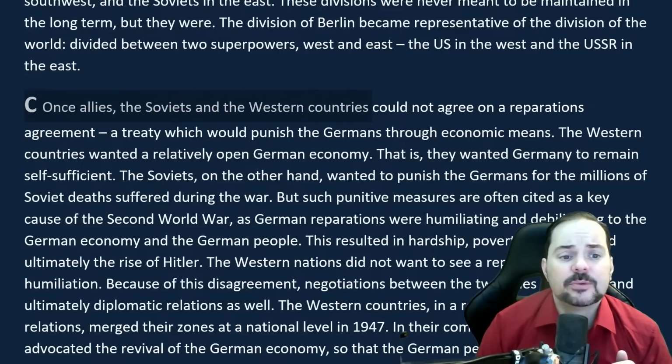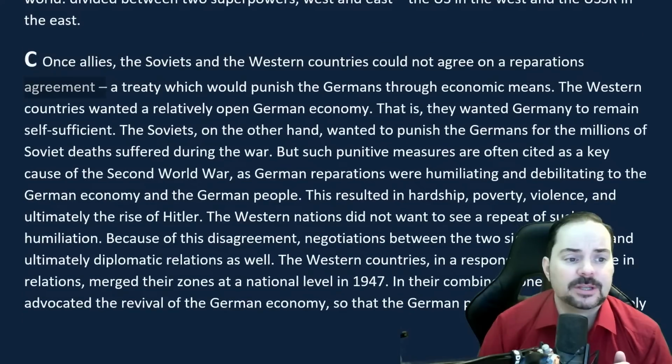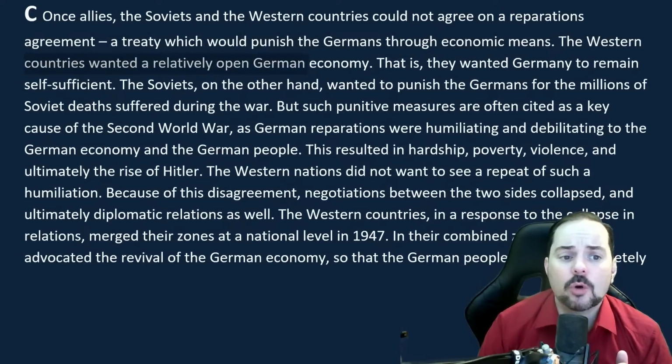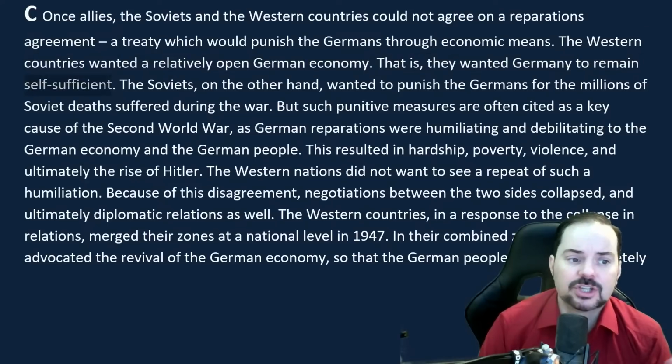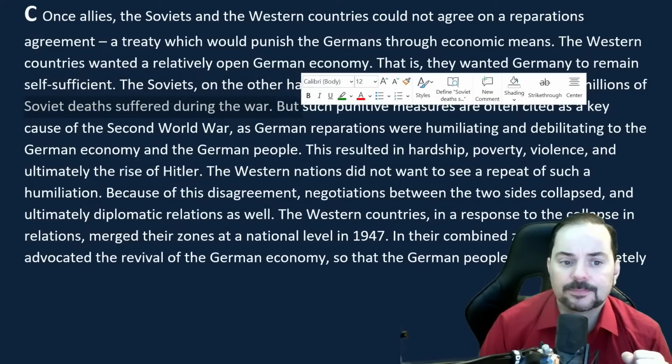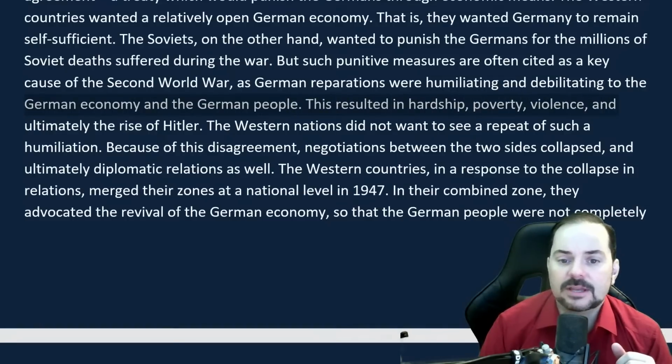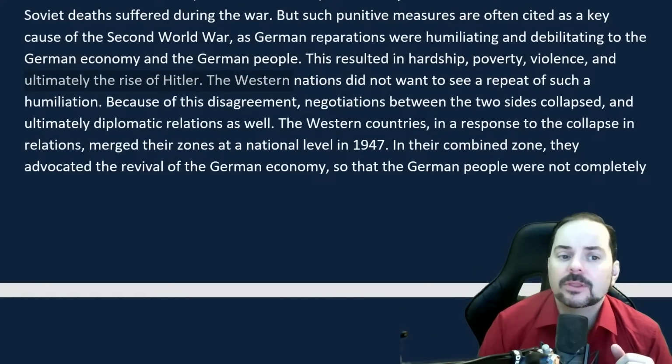Once allies, the Soviet and the Western countries could not agree on a reparations agreement, a treaty which would punish the Germans through economic means. The Western countries wanted a relatively open German economy. That is, they wanted Germany to remain self-sufficient. The Soviets, on the other hand, wanted to punish the Germans for the millions of Soviet deaths suffered during the war. But such punitive measures are often cited as a key cause of the Second World War, as German reparations were humiliating and debilitating to the German economy and the German people. This resulted in hardship, poverty, violence, and ultimately the rise of Hitler. The Western nations did not want to see a repeat of such a humiliation. Because of this disagreement, negotiations between the two sides collapsed and ultimately diplomatic relations as well.